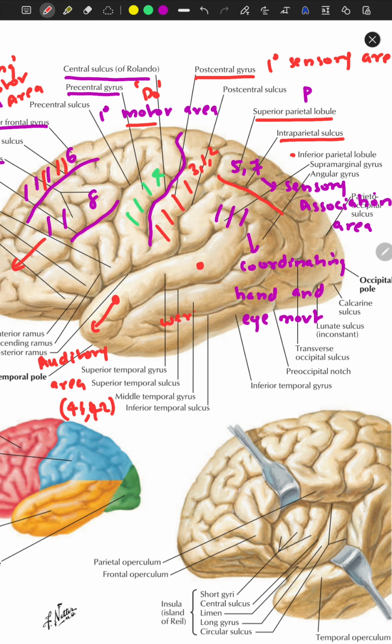There is Wernicke's area of speech, and the area is concerned with area 22. That is the sensory part of speech.